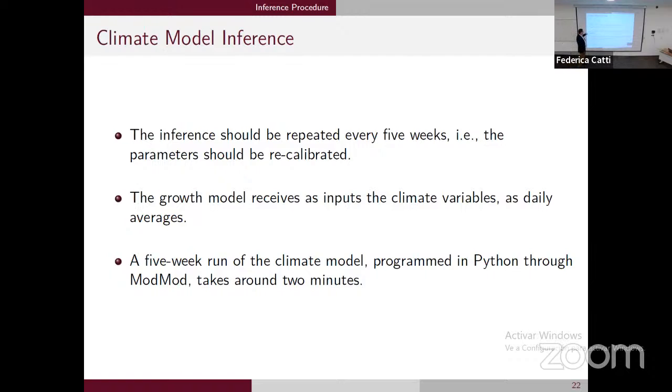The growth model receives as inputs the climate variables slightly averaged. That is, we need a climate model, and the least that we ask of the climate model is that it delivers adequate daily averages. We don't need the climate model to work well minute by minute. A 5 week run of the climate model programmed in Python through MODMOD takes around 2 minutes.